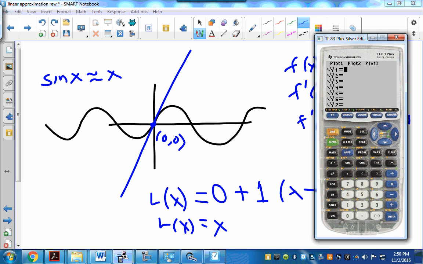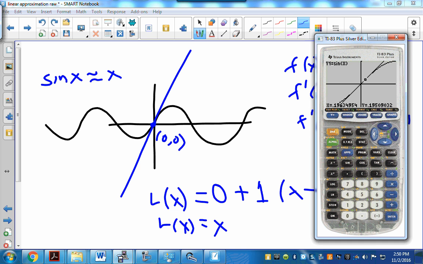I'm sure you saw this in your trig class. You probably blew it off at the time. Here's the sine wave, and here's the line y equals x. Do they look like they're about the same? Where? Near the origin, right? If you zoom in, these become less and less different. You see the wave bending, and the line is going like that. So it does make sense that the sine value is about the same as the x value if you're close to 0.